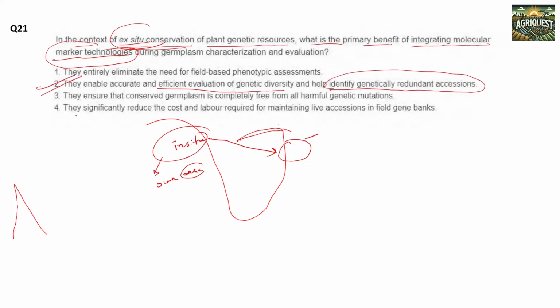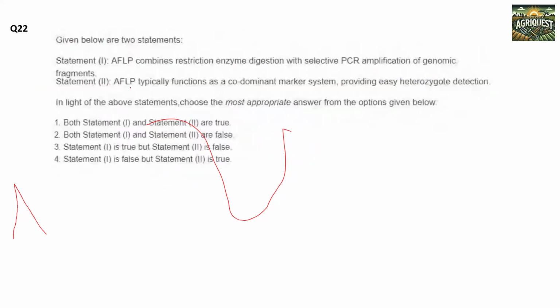Why is the fourth option not correct? It reduces the cost? No, this increases the cost and labor, so this is not correct. It ensures the concept jump and is completely free from all harmful genetic mutation. It is also incorrect. They entirely eliminate the need for field-based phenotypic assessment. This is also incorrect. Along with marker technology, you should do the field experiment.